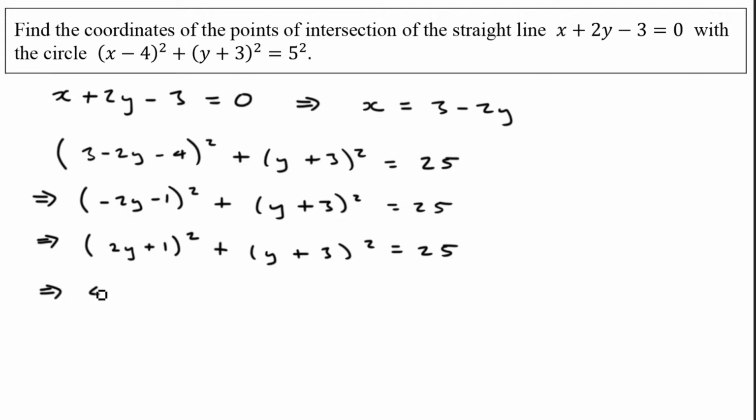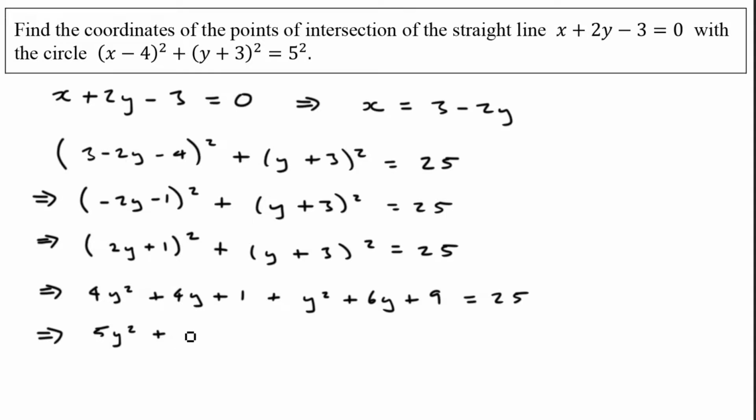Expanding the first bracket, we'll have 4y² + 4y + 1. Expanding the second bracket, we will have y² + 6y + 9. That's still equal to 25. So, gathering terms, we will have 5y² + 10y - 15 = 0. And before we try and solve that, it will be convenient to divide through by 5, giving us y² + 2y - 3 = 0.